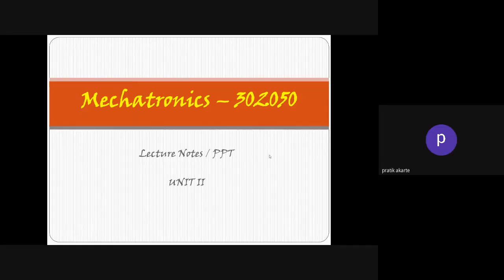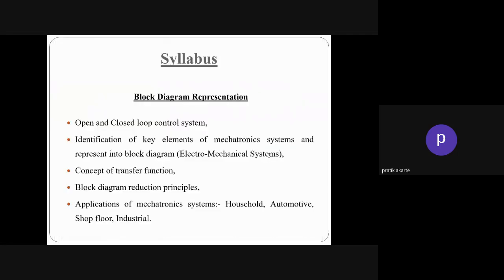Let us start the new session, the new unit, unit number 2 of this subject, mechatronics. The syllabus for this second unit, that is block diagram representation, is you need to understand the concept of open and closed loop control system, identification of key elements of mechatronic system and represent it into a block diagram, electromechanical system specifically.